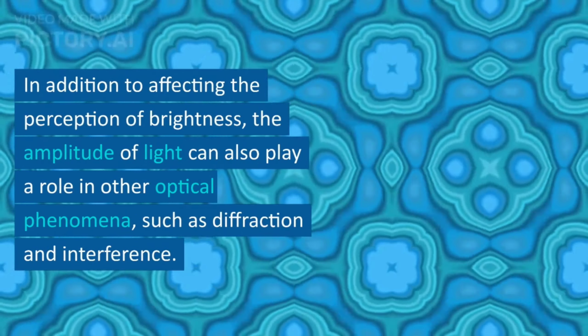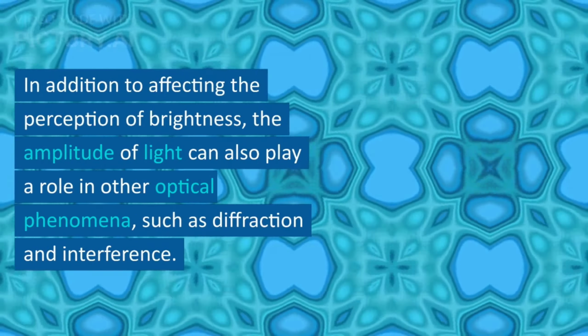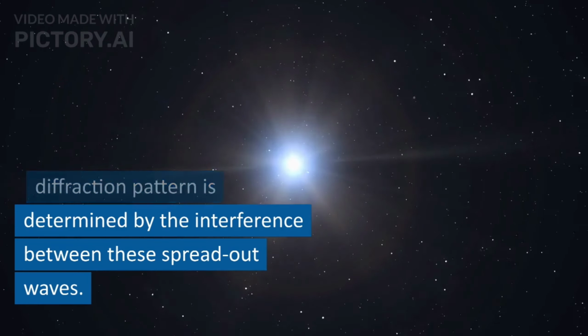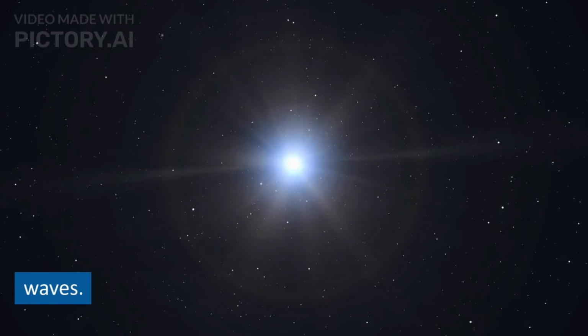In addition to affecting the perception of brightness, the amplitude of light can also play a role in other optical phenomena, such as diffraction and interference. For example, when light passes through a narrow slit, the amplitude of the wave is spread out and the resulting diffraction pattern is determined by the interference between these spread out waves.